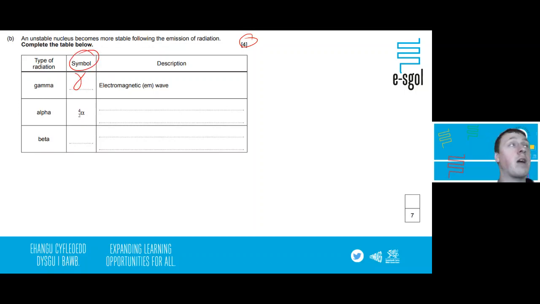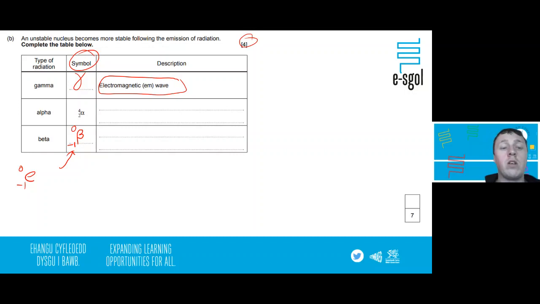If you feel more confident, start with the symbols. You might remember that beta can be written as this, but there should be numbers. Those numbers would be 0 on the top because there's no protons or neutrons. However, on the bottom, we'd have a -1 because it's a negatively charged electron. It would also be acceptable to write e and 0 -1 because they are the 2 ways you might have learned to write it. Description of gamma is that it's an electromagnetic wave.